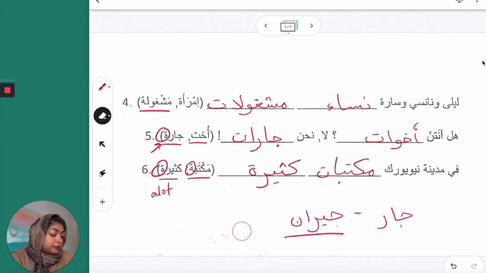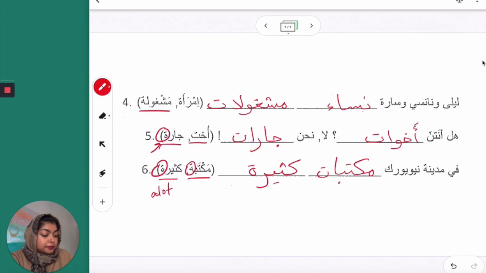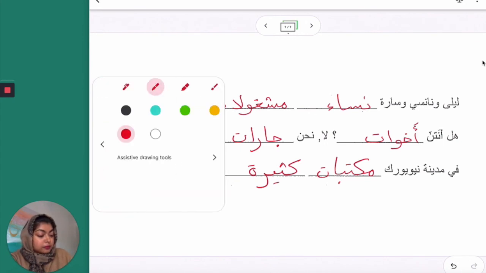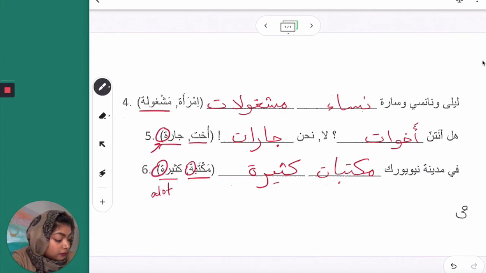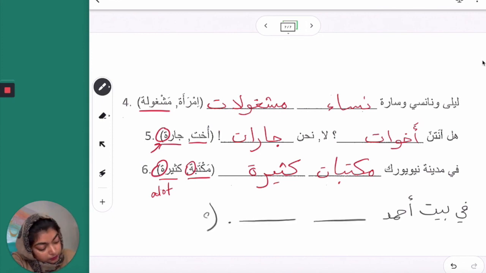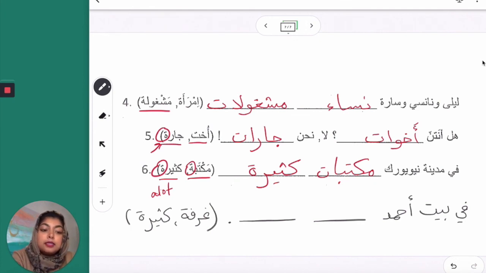Okay, I'm going to give you another example. في بيت أحمد we have غرفة كثيرة. We want to say a lot of rooms, many rooms. So pause and come back.